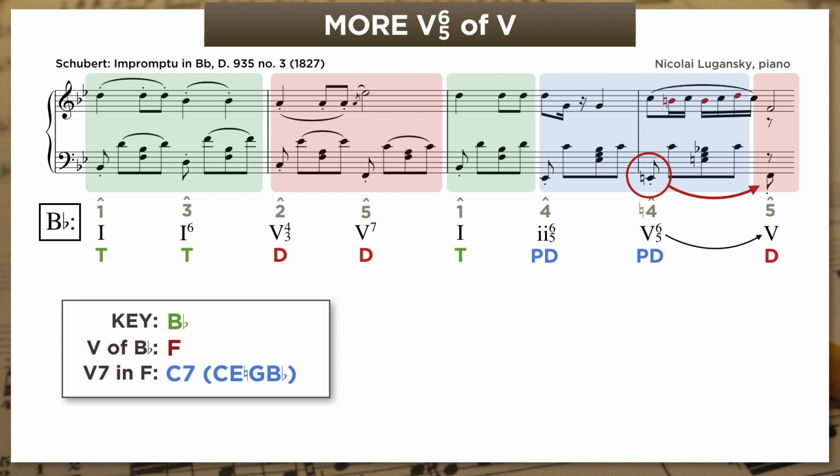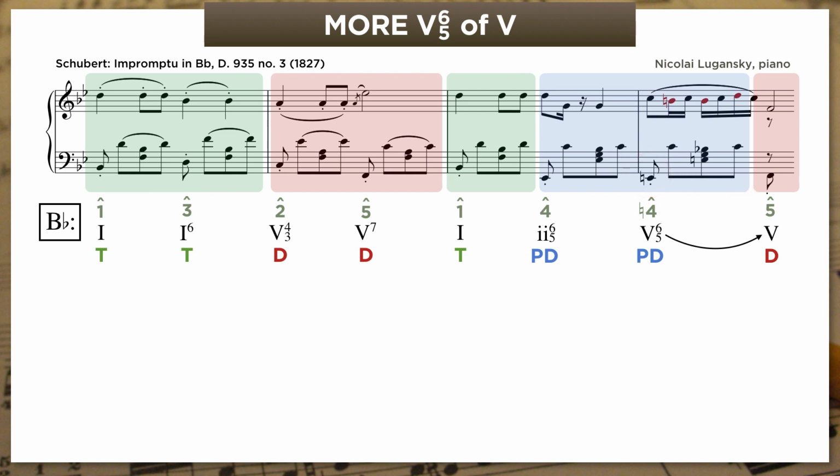Now, I keep using this term local leading tone, but I don't want you to take it too literally, because the sound of raised 4 going to 5 is really different from the sound of 7 going to 1. Listen again to Schubert's last 2 bars and really home in on that bass line as it approaches 5 from below.